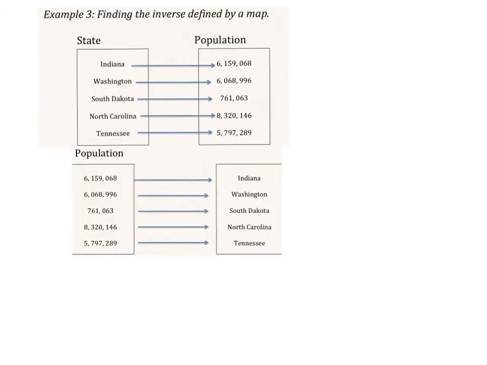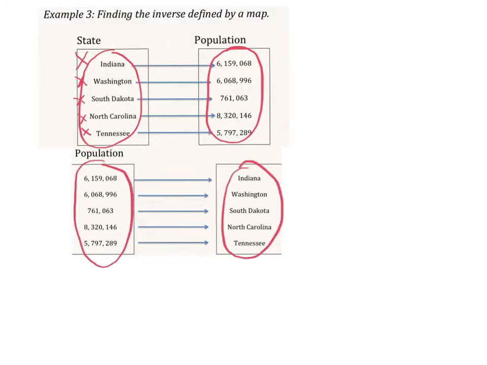Alright, so now we want to find the inverse given a map, or you could even say ordered pairs. It's almost like they're ordered pairs here. But it's fairly straightforward. We see that our states are here originally as the inputs, and population is the output. And you notice that each input has its own output. If we reverse and make population go first, population becomes the input, and our state becomes the output, then this is our inverse.